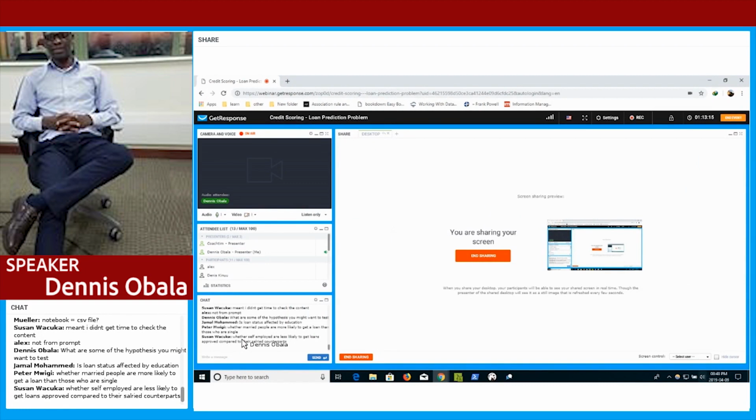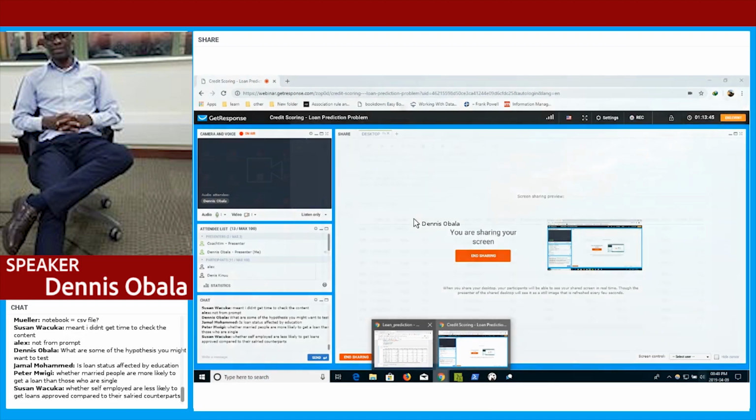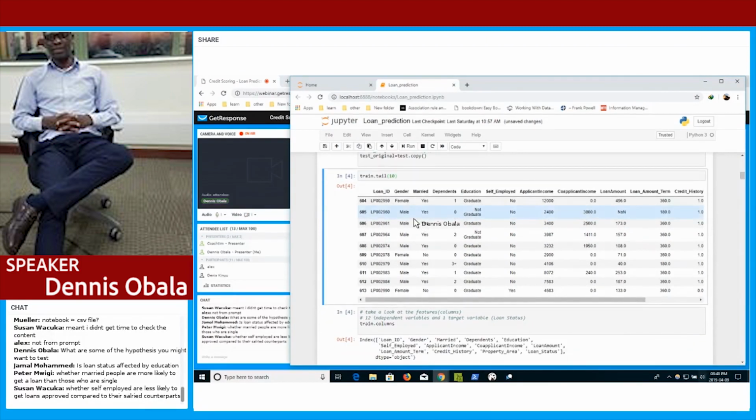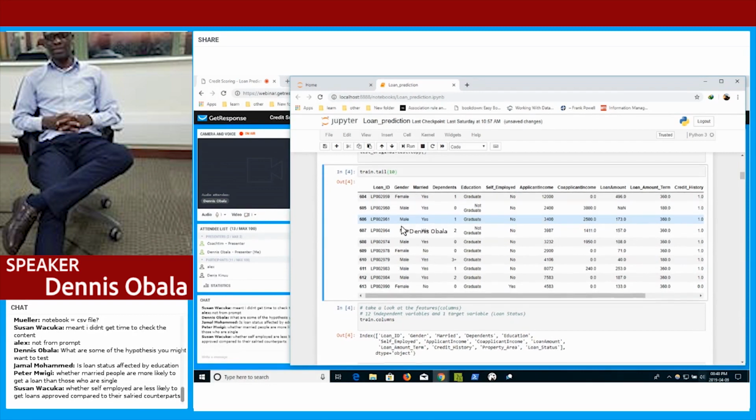Okay, I can see Susan has also typed whether self-employed people are more likely to get loans approved. Actually that's also one of the main things, because when you apply for a loan in a bank, they'll ask you either for your salary, your payslip, or for your business. They look at the amount of income or the profit you generate. So that's also a very good answer. That's one of the main things actual people look at.